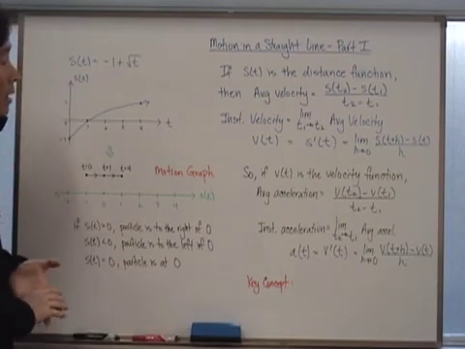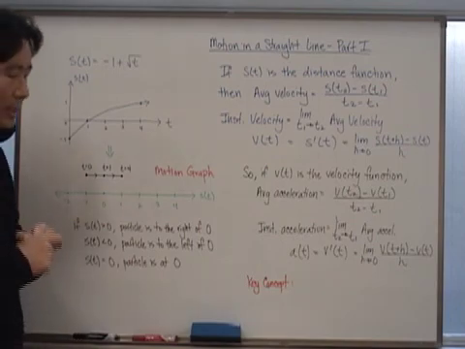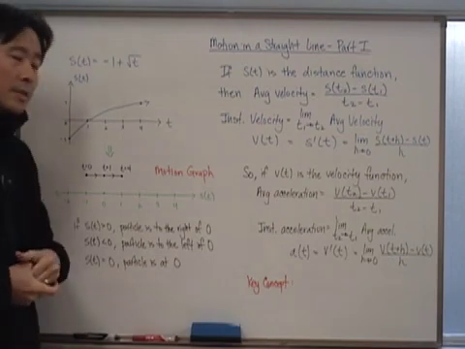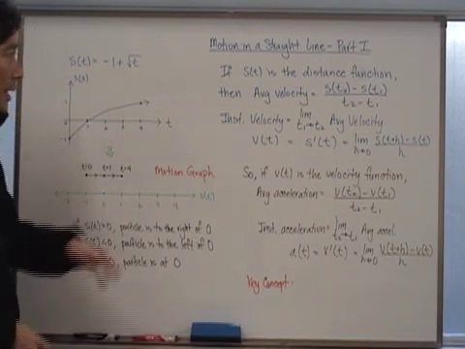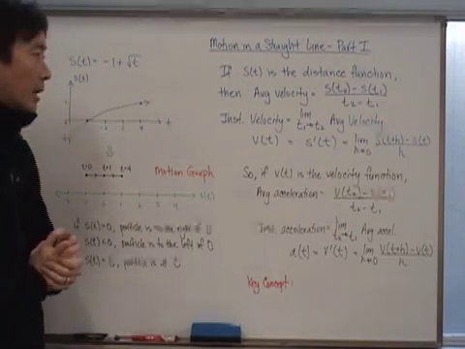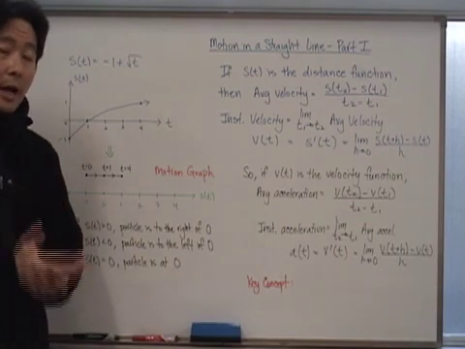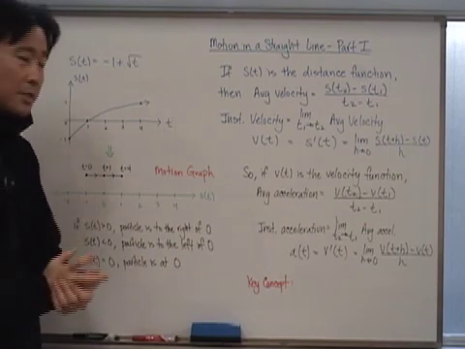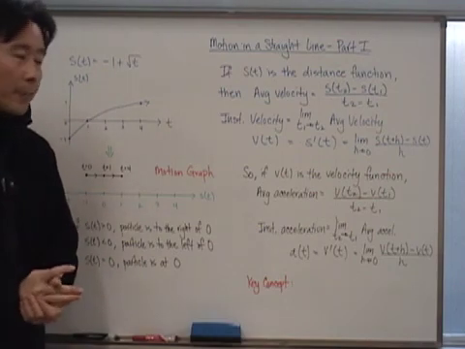Alright, the other thing that we're going to take a look at today as well is the relationship between the distance function, velocity, as well as acceleration. Now, let's say that if s of t is the distance function, then we can always calculate the average velocity, because the average velocity is just the change in the distance with respect to the change in the time.